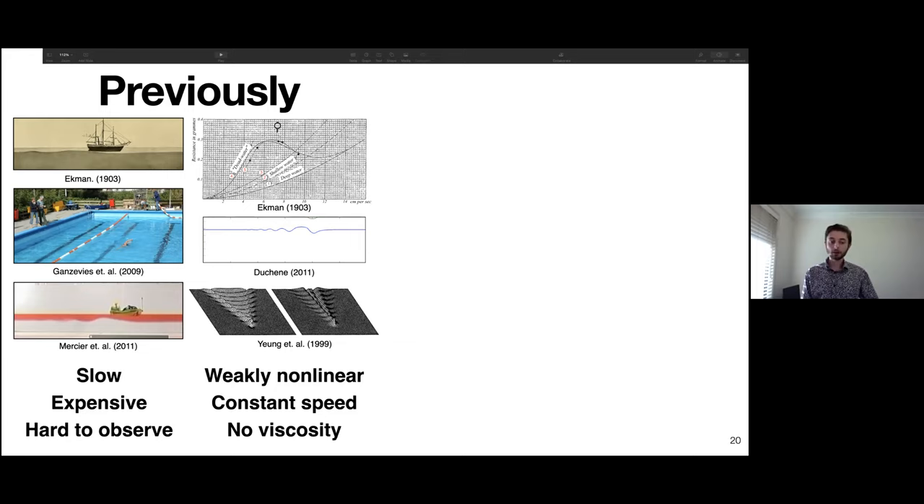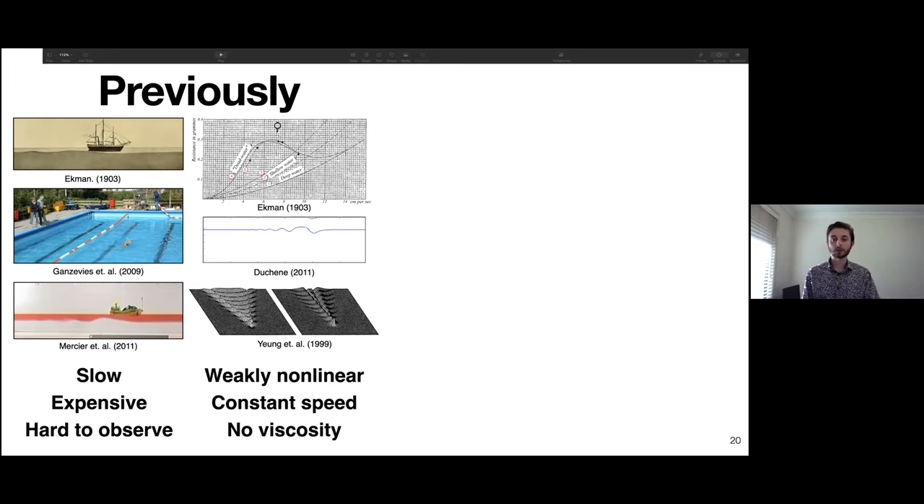For one, experiments are slow, expensive, and it's very difficult to measure all the aspects of the flow field when you're running an experiment. And the downside of the previous theoretical knowledge is that it was either weakly nonlinear or linearized models, at constant speeds. And importantly, they assume potential flow, which is a really big simplification of fluid dynamics and prevents a lot of interesting things around shear, turbulence and vorticity from occurring. So we wanted to see what happens when we relax these assumptions and look at a more realistic fluid.